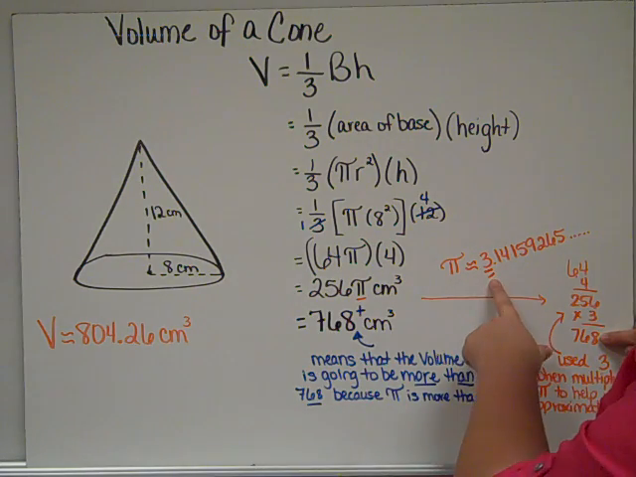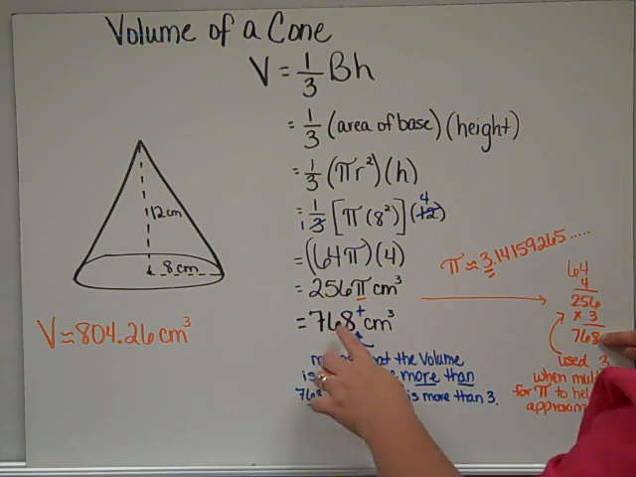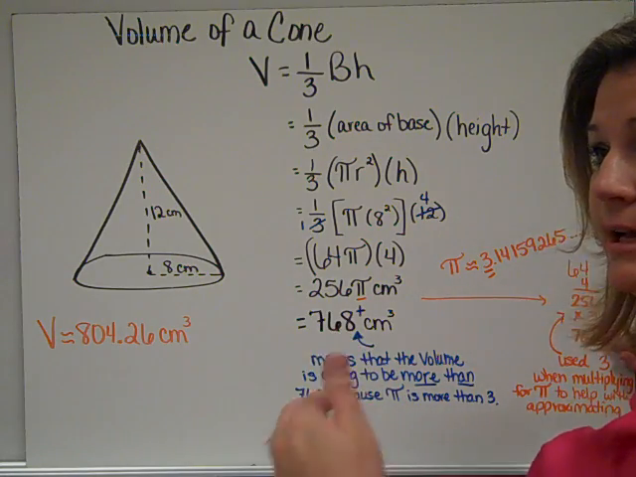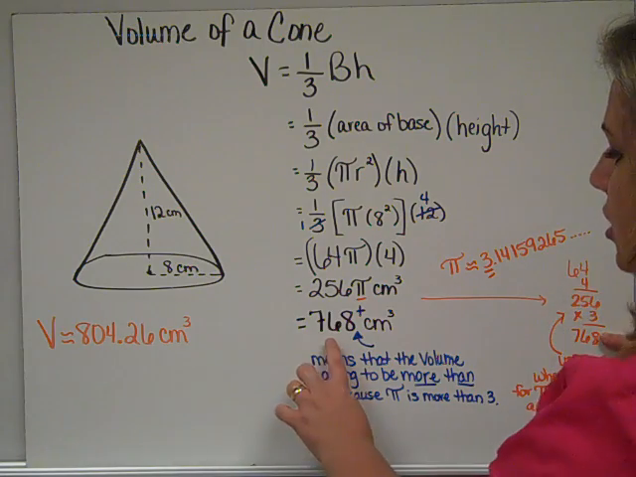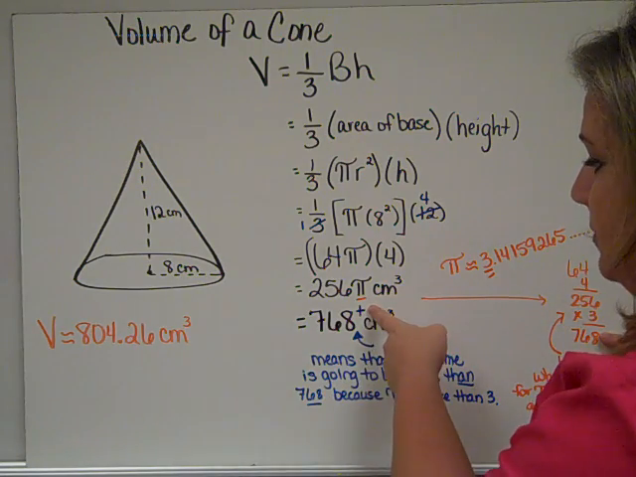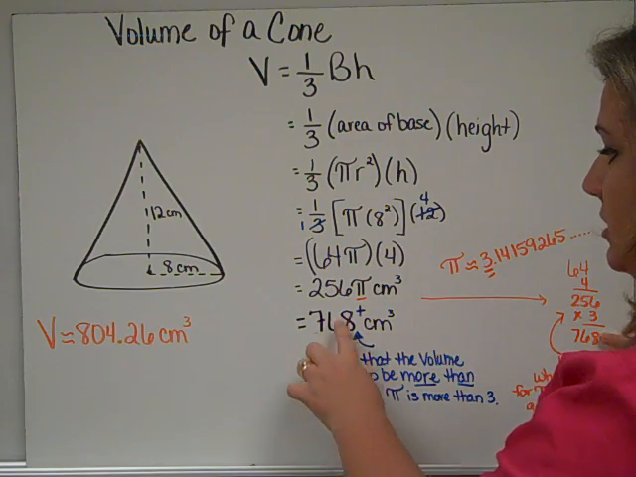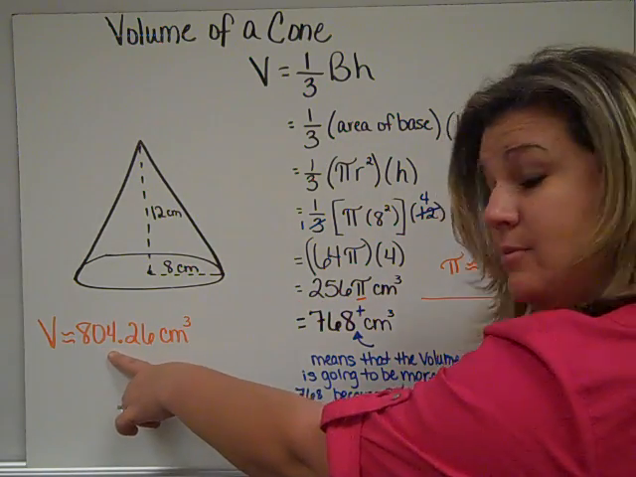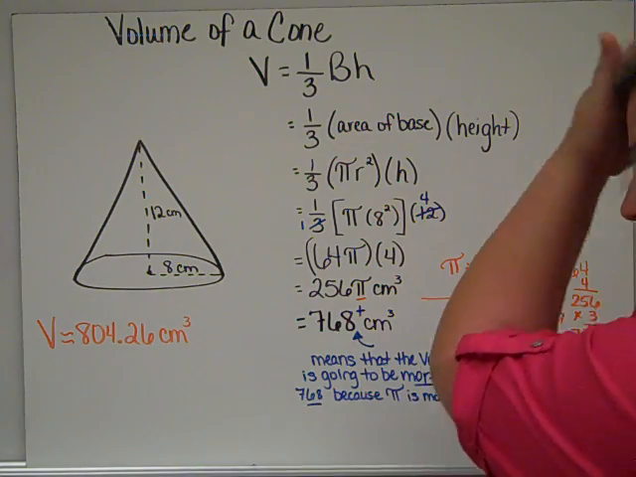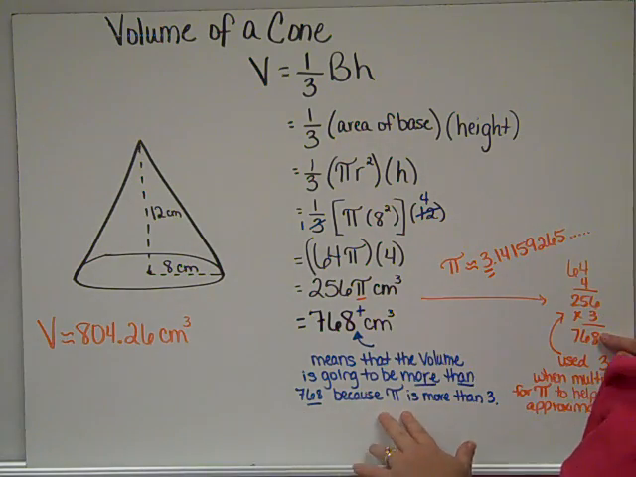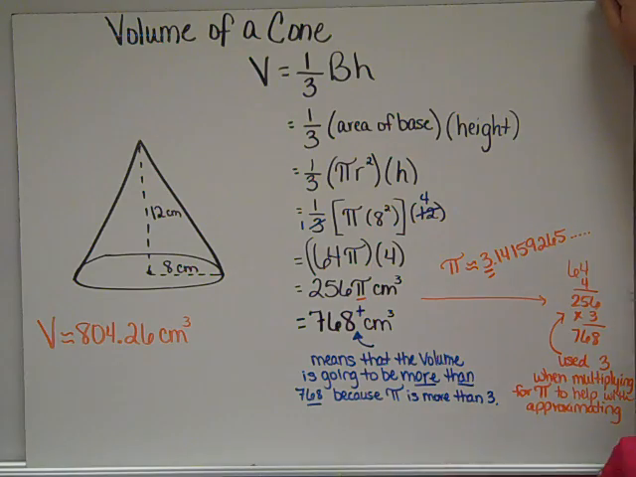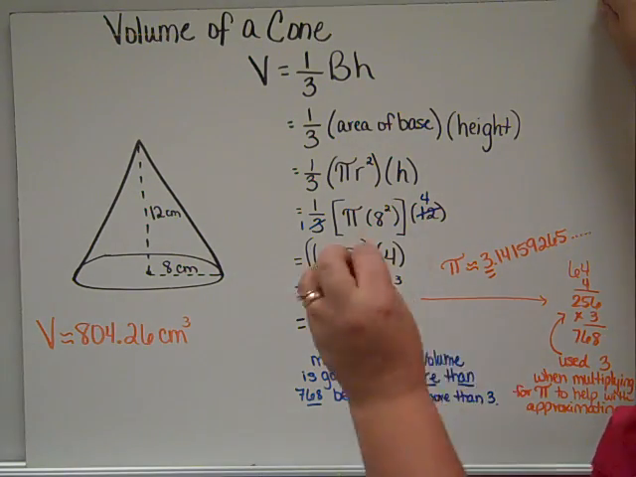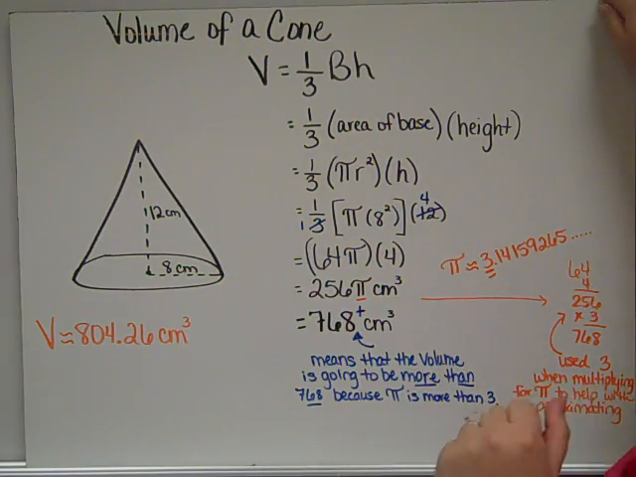Pi is greater than 3. We agree there. So that means that I know I'm using the multiplication of 3 to help me approximate. By doing that, that's why I always put this plus symbol. And notice that when I actually put this in my calculator, look what the actual volume is. That is what actually spits out. So remember, we know that because pi is more than 3, my volume is going to be more than the number that we get when we multiply.